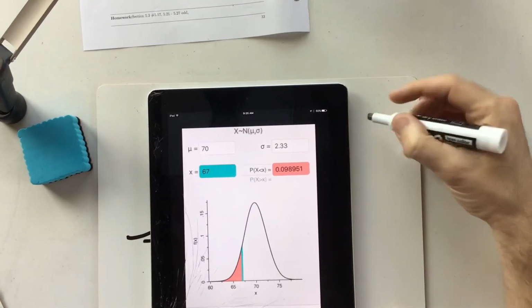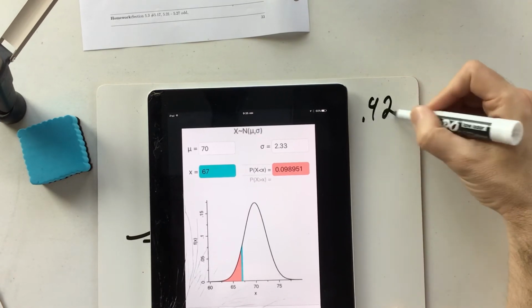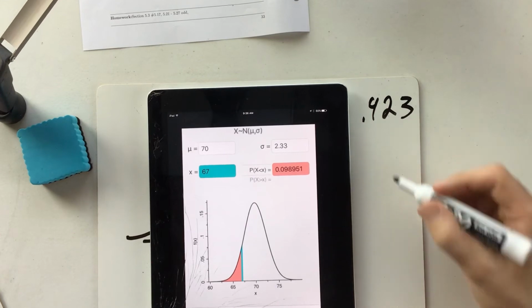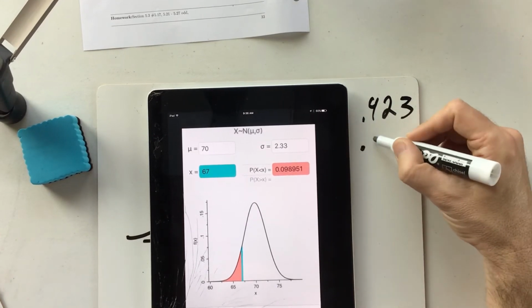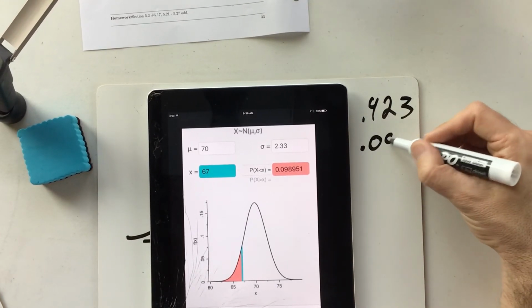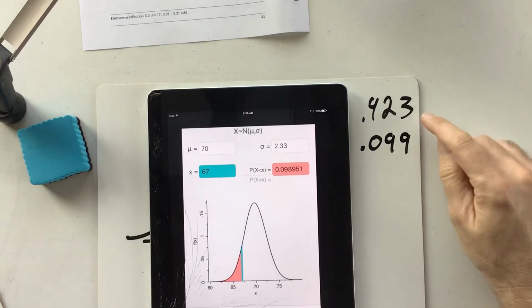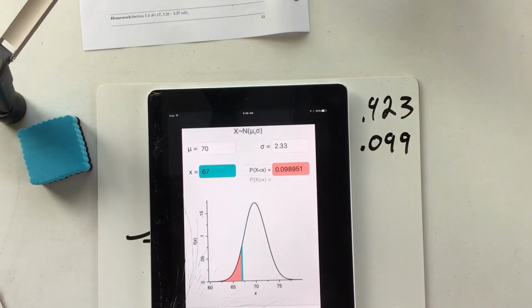So our number earlier was 0.42. Uh-oh, I forgot what it was. It's either 3 or 7. I'm going to write 3, but it might have been 7. Now we got 0.099. So almost 10%. So if you were to just go pick a person off the street, say what's the probability that they live less than 67 years, you'd have about a 42% chance of that being true.